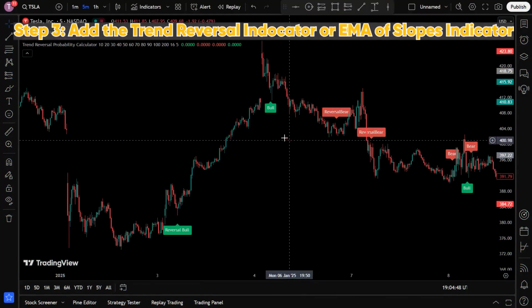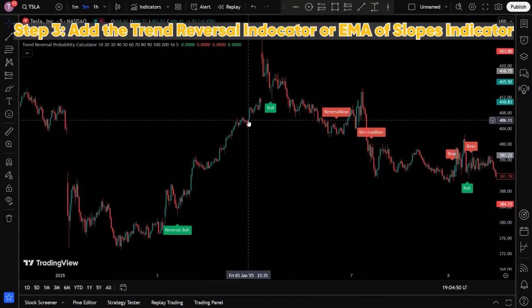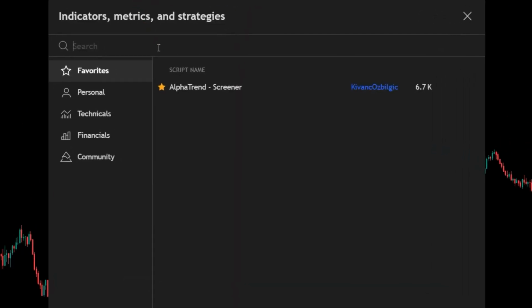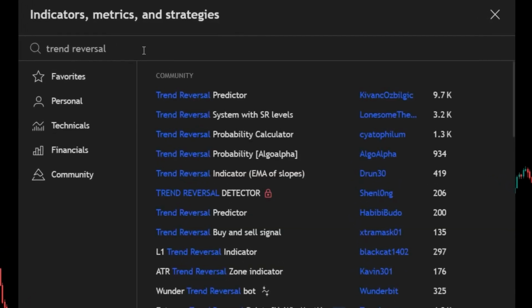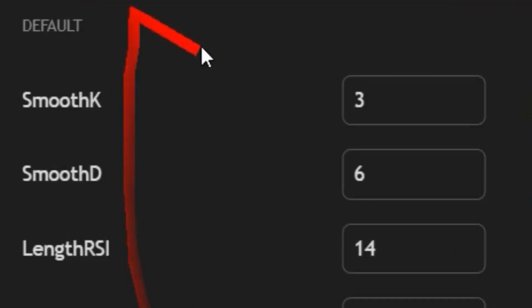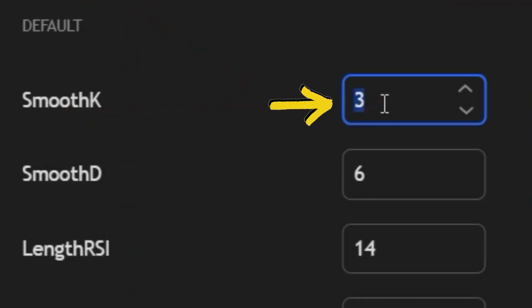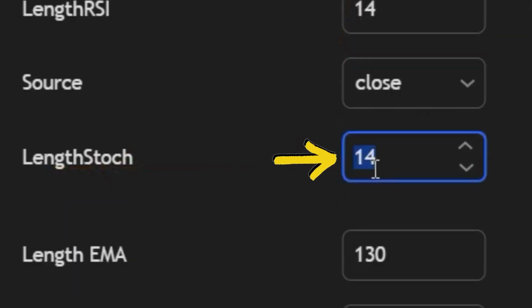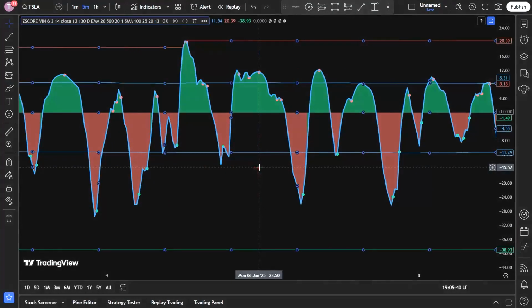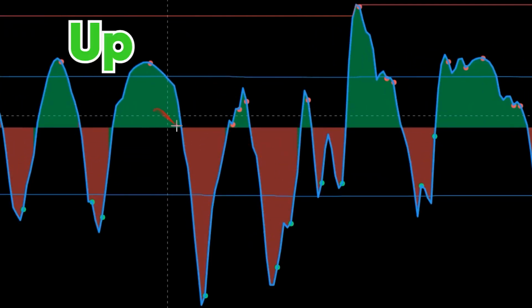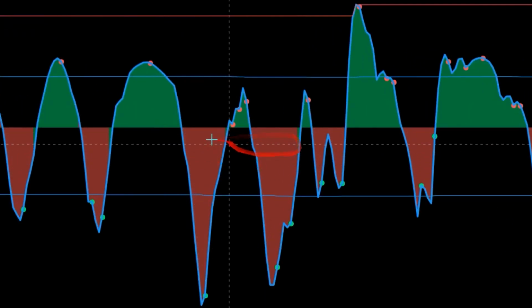Now let's refine our strategy with the EMA of slopes indicator. Go back to the Indicators tab and search for Trend Reversal Indicator EMA of slopes. Add it to your chart. Open its settings and adjust Smooth K, change from 3 to 6. Smooth D, change from 6 to 3. Length stock, change from 14 to 12. Why do we need this? This indicator confirms whether the market is trending up or down, filtering out false signals.